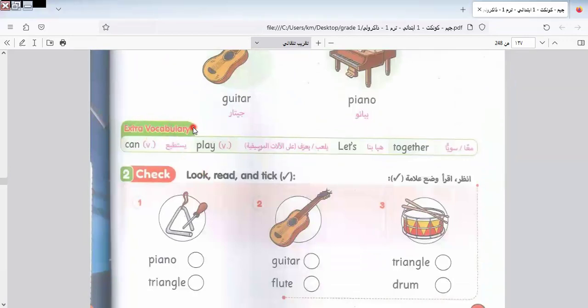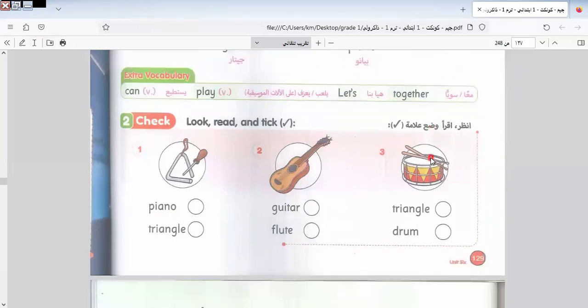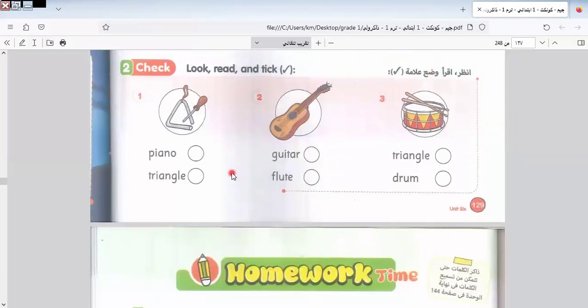Here we have an extra vocab we use here. We use "can" to express the ability to do something. "Play" is used with musical instruments. "Let's" must be followed by the infinitive form. "Together" means with each other. Okay. Let's go to the exercise related to this part.